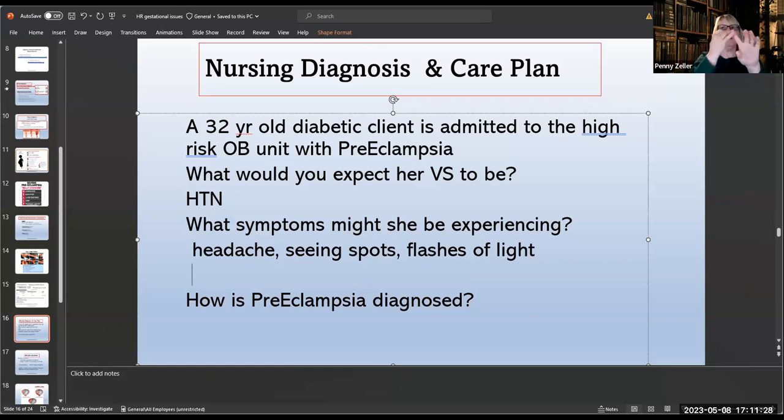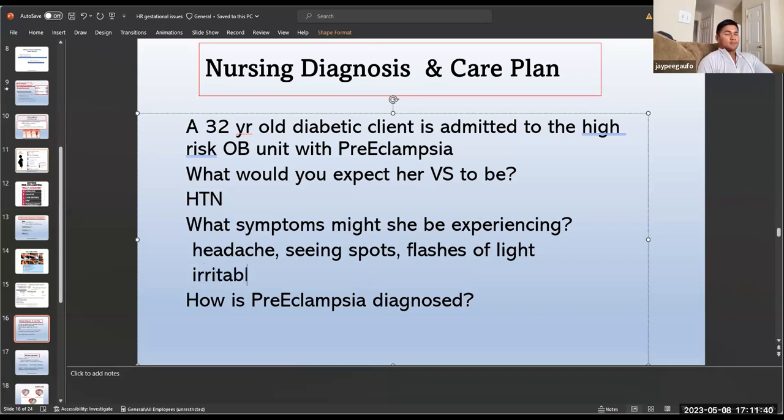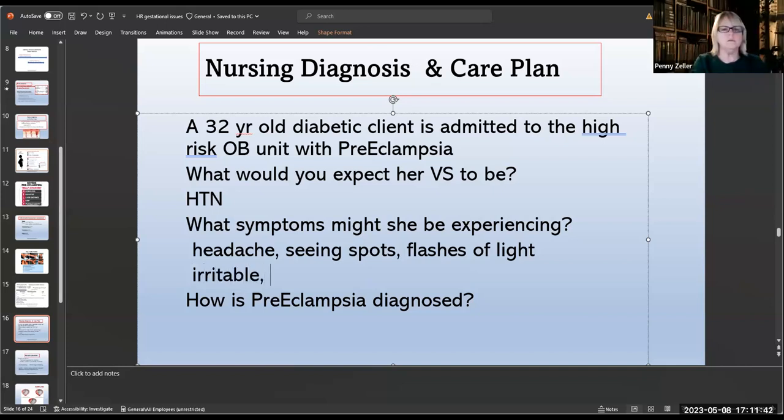Think about the brain, the lungs, the liver, and the kidneys. She could be a little bit irritated. Okay. She might be short of breath, right? And she might have some edema. Okay. Decreased urine output.